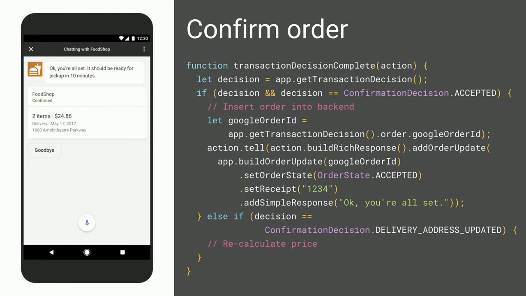Okay, so the order is presented by the assistant. It looks good to the user, and they authorize the transaction. The response is sent back to your app as part of the transaction decision complete intent.